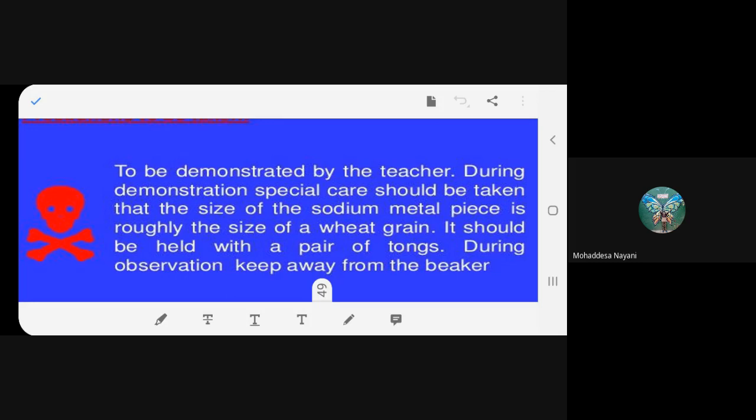First of all, you can see the size of the wheat grain, how small you should take. Then also it will explode if you don't take care. So you cannot touch it like that. You have to take the help of a tong. A tong is like a fork type of thing, with which you hold something. And you have to hold it in such a way that it is away from you. Otherwise, you may be hurt.